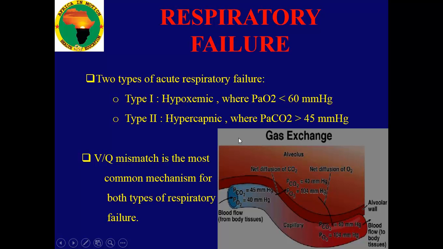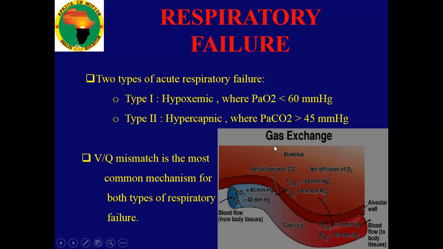Okay, so two types of acute respiratory failure, as we said: there is hypoxemic and there is what? Hypercapnic. Hypoxemic, hypo means low, low oxygen. Hypercapnic, hyper means high concentration of carbon dioxide. So the two are not good for the body. There is what we call ventilation perfusion mismatch, and it is known to be the most common mechanism of both of these two respiratory failures.